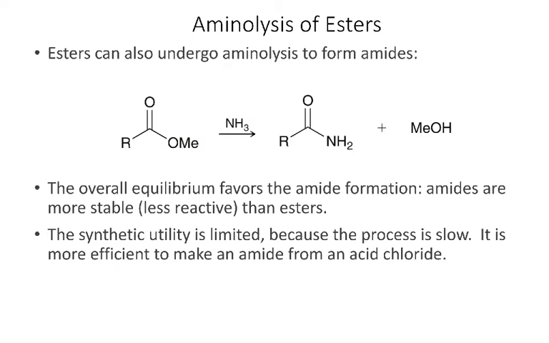Okay, we've seen aminolysis before with acid halides and the acid anhydrides. We can do the same thing with an ester. If we react it with an amine, we can form the amide. In this case, the equilibrium does favor the formation of the products because the amides are less reactive, or more stable, than the esters. That being said, the synthetic utility is a little bit limited because the process is very slow. It's generally much easier to start with a carboxylic acid, make the acid chloride, and then do the aminolysis on the acid chloride rather than on an ester.